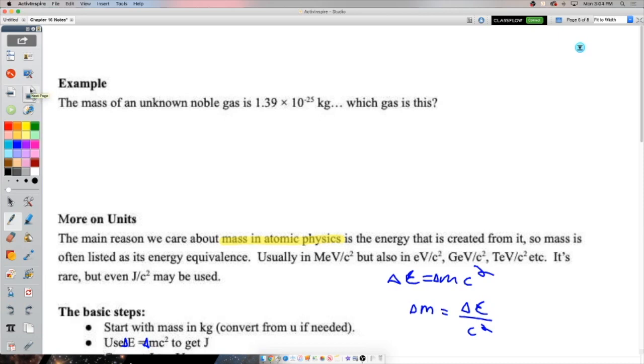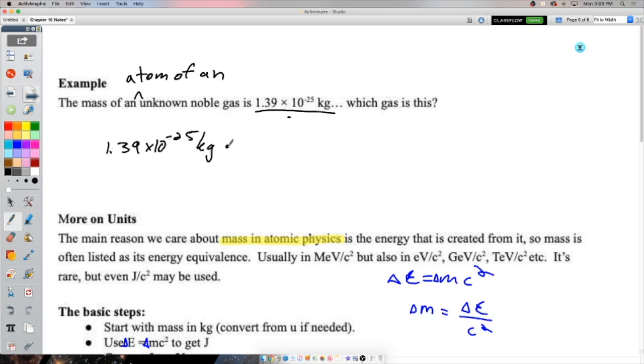Okay, the mass of an unknown noble gas is this. Which gas is it? So it's kind of weird what this is asking. It should really say the mass of an atom of an unknown noble gas. So remember, what does that atomic mass on the periodic table tell you? It tells you the atomic mass in atomic mass units, right? In chemistry, we say it's the grams per mole, but really that's just taking the atomic mass and blowing it up to the size of Avogadro's number. So if we can find that in atomic mass units, then we can compare it to the periodic table and figure out which noble gas this is.